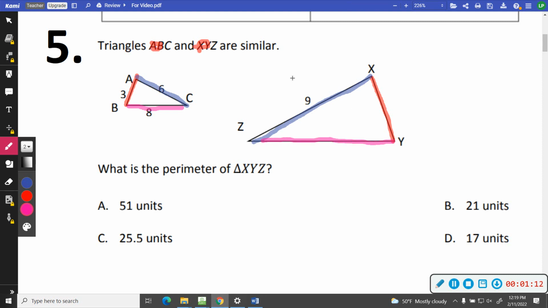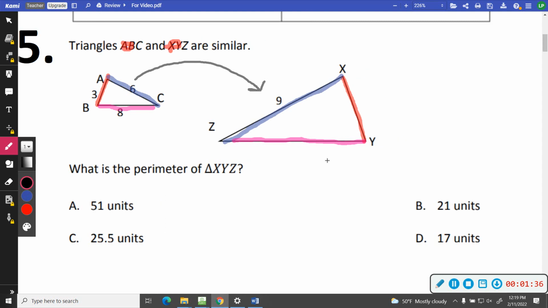So we need to start with one we know. So on the blue, we got 6 and 9. The red, we have 3 missing, and the pink, we have 8 missing. So we really need to start with what we know. And the one we know is 6, and that pink's going to be confusing. We know we got 6 to 9. So I'm going to set up my proportion as 6 over 9.